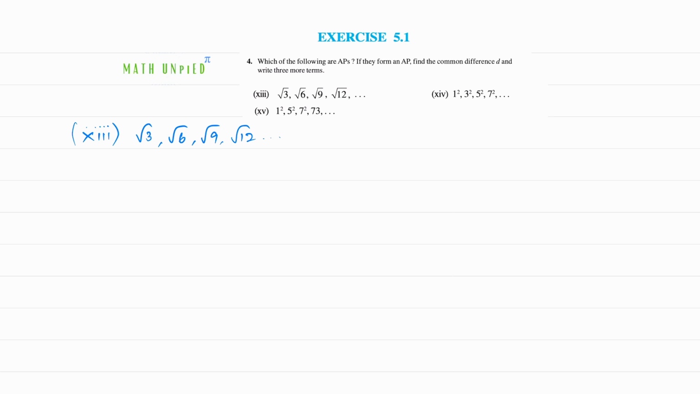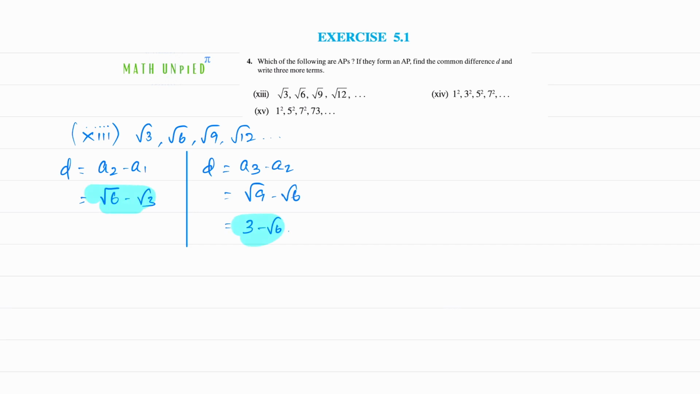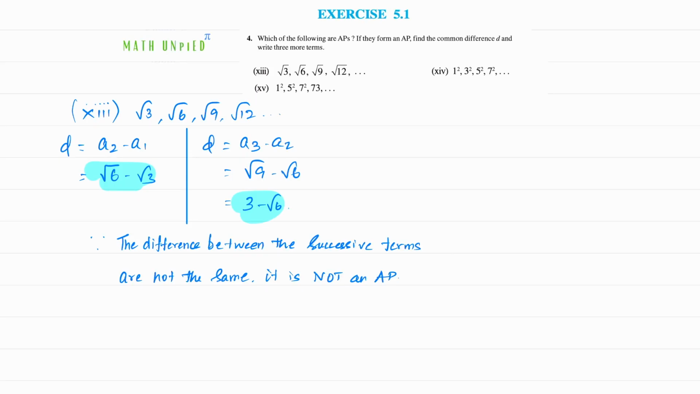Let's do the next one, subdivision 13. The series is root 3, root 6, root 9, root 12, and so on. So let's find the difference. D equals A2 minus A1 for the first two terms. This is root 6 minus root 3. Similarly, D equals A3 minus A2 for the next two terms, which is root 9 minus root 6. This is 3 minus root 6. Now clearly the difference is not the same, so this is not an AP. Since the difference between the successive terms are not the same, it is not an AP.